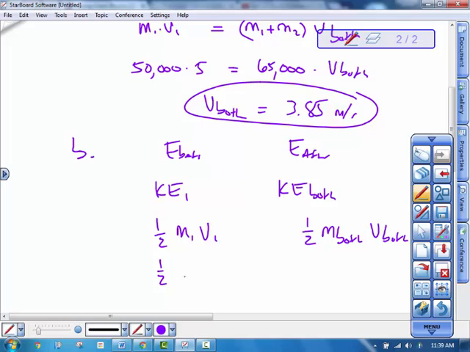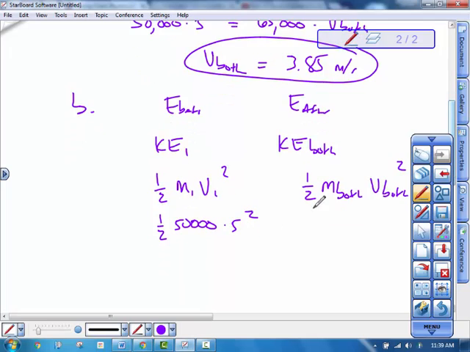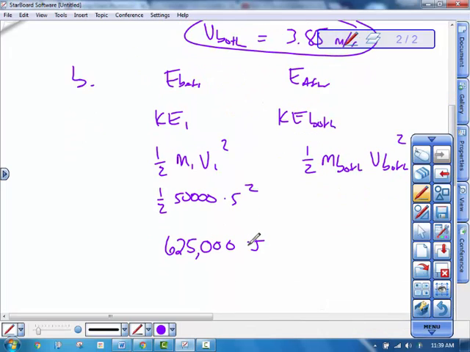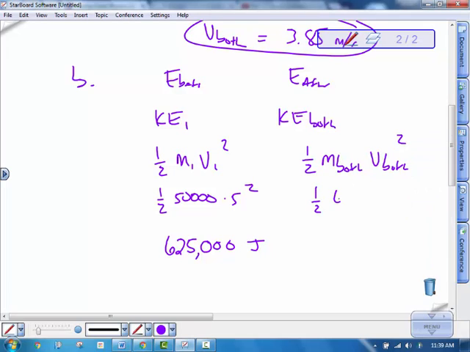So the first one is 50,000 times the velocity of the first one beforehand, which was 5, and that's squared. That gives us 625,000 joules. And then this one is 1/2 the mass of both, which was 65,000, times the velocity of both, which we got as 3.85 squared. If you do that and compare, you get 480,769.2 joules.